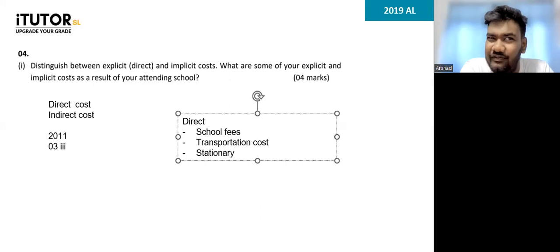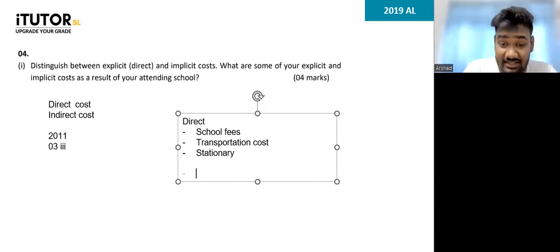Is something like food very relevant? For example, your tiffin and all, do you think it's very relevant? Don't write something like that, because even if you're at home, you have to eat rice. So it's not a cost that is there just because you're going to school. So avoid things like that, because even if you're at home, you have to eat some breakfast. Just because you're taking it to school, that doesn't make it a cost of going to school.